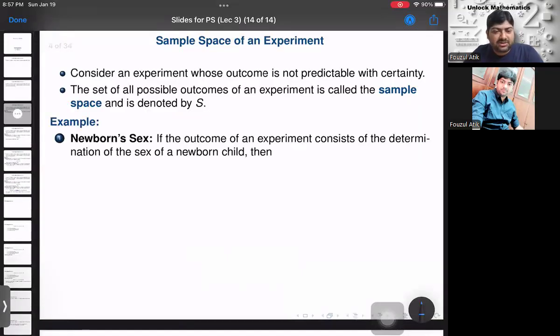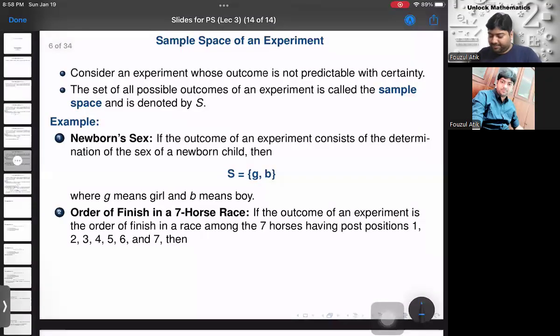Now, some examples. If the outcome of an experiment consists of the determination of the sex of a newborn child, then what are the possible outcomes you will have? There are two possibilities. It can be a girl or it can be a boy. If it is a girl, we denote it by G, and otherwise it is a boy. So these are all the possible outcomes, and this is the sample space.